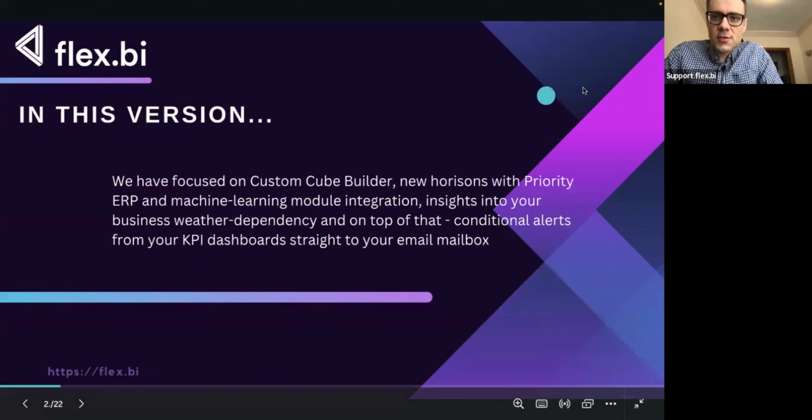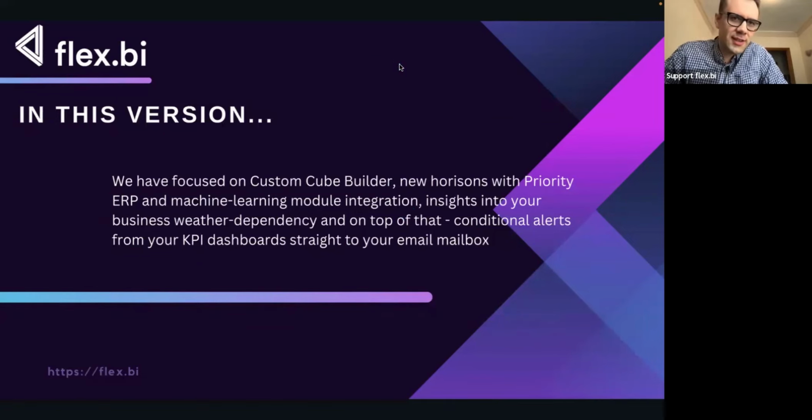So let's get started. In this version, we focused on a custom cube builder functionality. I'll show you in a second how that works. We reached new horizons with a Priority ERP integration, and we also did some projects where we used machine learning modules. We integrated with those, and then we imported some weather data, and on top of that, we have conditional alerts that can send you information directly to your email when something changes in your account.